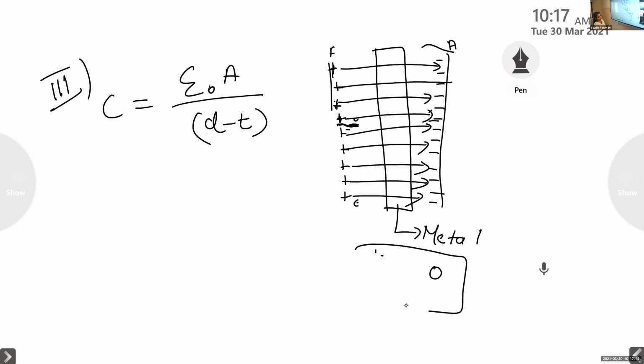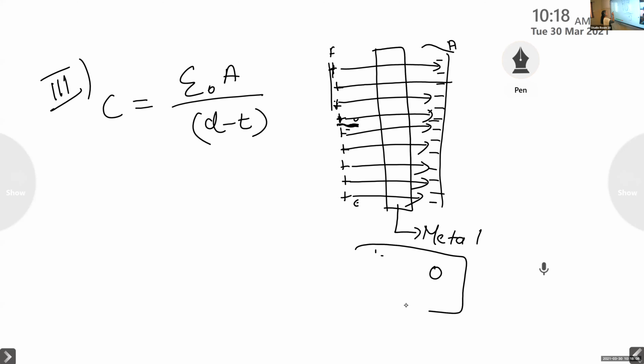Is it clear for you? So in the second case, instead of air, we are considering a dielectric as a medium of separation. So in the second case, we have two mediums of separation. One is air and the other is the dielectric.